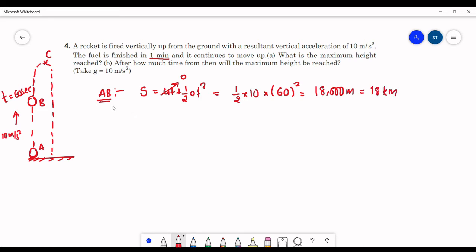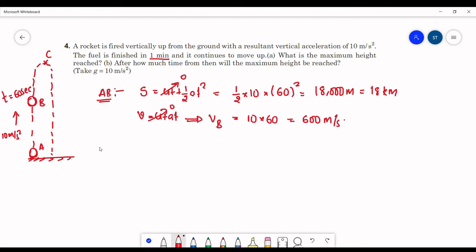Similarly, if we want the velocity at point B, let us apply v equals u plus at. Initial velocity is 0, so we can write velocity at point B will be equal to acceleration 10 into time taken 60. So velocity at point B will be 600 meters per second.